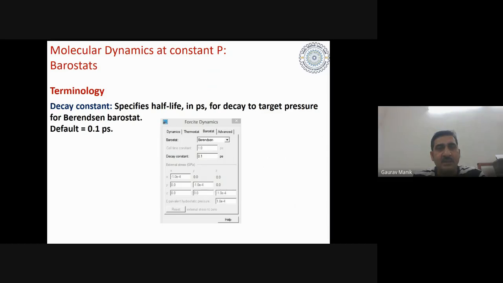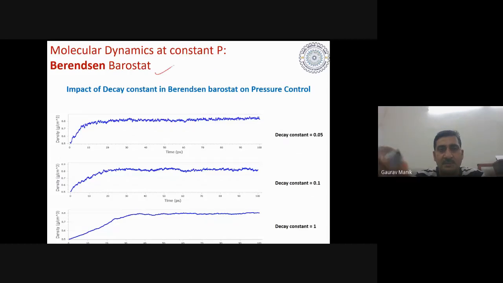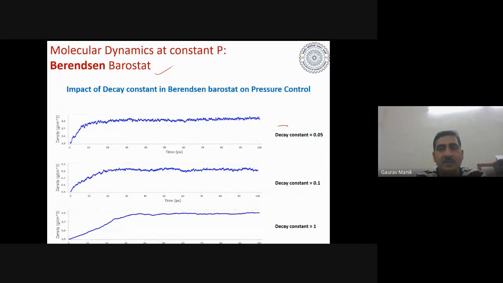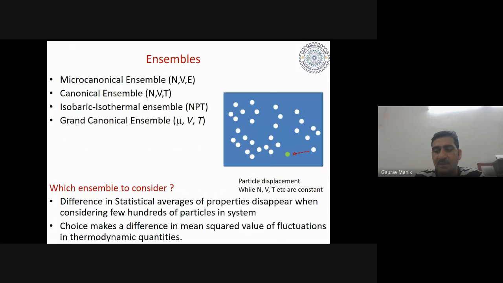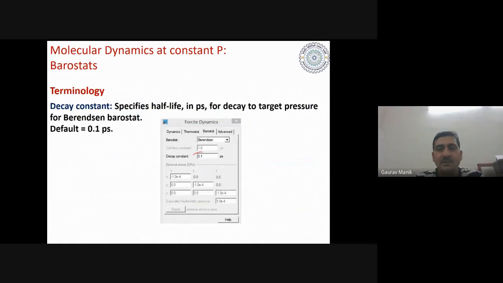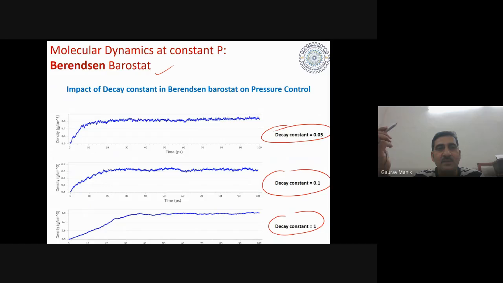Then there are other barostats like Berendsen barostat, Andersen barostat, and stuff like that, which will have different terminology. Like it may use a decay constant, it may use stuff like decay constant and cell time constant. So you have to feed in these constant values into your system software and start running them. Okay, so these are some concepts around the thermostat and barostat that you may use to control the temperature and pressure of your molecular simulation cell.